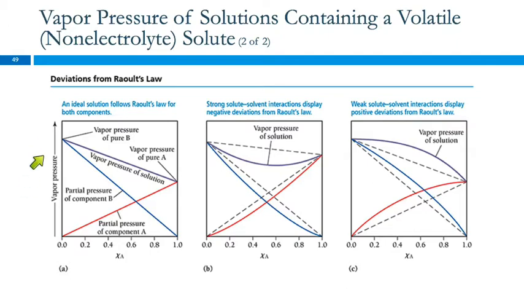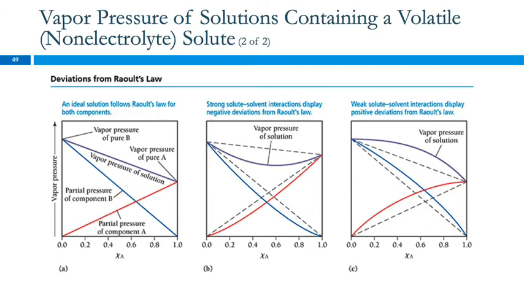So this is a graph of ideal behavior. Here we have the vapor pressure as a function of the mole fraction of A. So we're starting out with no A, it's all B. As we go across, we're getting more and more A and less B. So the vapor pressure of B is high to start with, and then it drops as we get less and less of it. For A, it starts at zero and goes up. And this would be the vapor pressure of pure A. And the vapor pressure of the solution is just the sum of these.